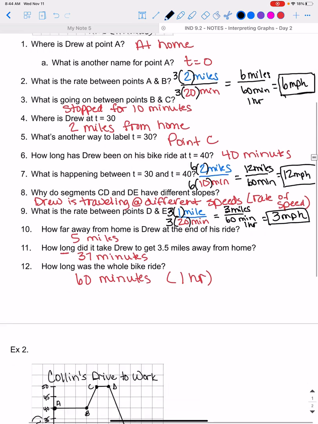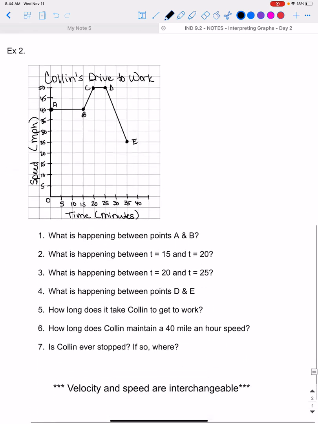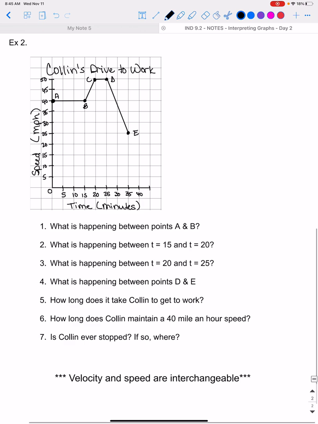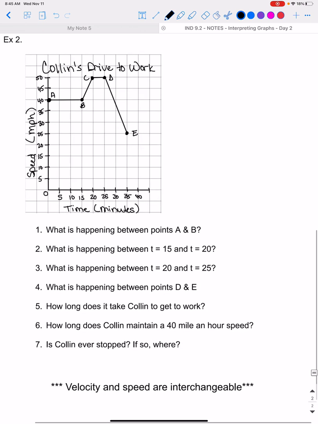All right, let's do one more example, and we don't have near as many questions on this one. But I want you to notice something. This one is a little different, and it means that the lines, the flat spots and the ups and the downs, they mean something totally different. So, the first thing I want to note is that this is Colin's drive to work, okay? So we don't know where he started from, but this is his drive to work.